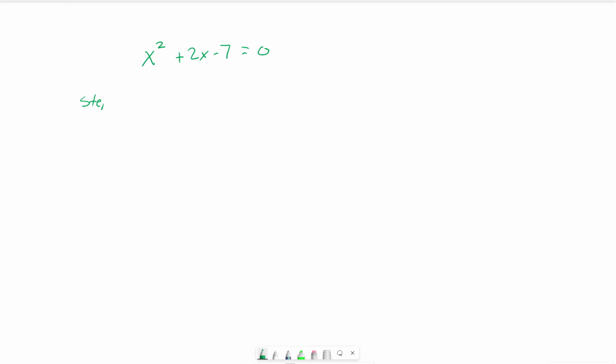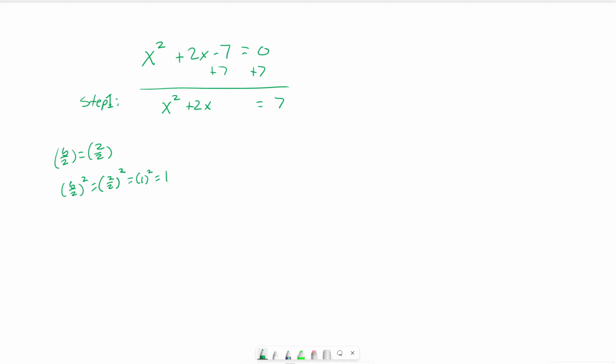So step 1, I'm going to add the 7 to both sides. This time I'm just going to do the work. I'm not going to write out what we do for each step in terms of direction. So x squared plus 2x, I'm going to leave some space, equals 7. Now I take half of b. So b was 2. So b over 2 equals 2 over 2. And that means b over 2 squared is going to equal 2 over 2 squared. And 2 divided by 2 is 1, so 1 squared, and that equals 1. So now it's a positive 1, so I'm going to add 1.